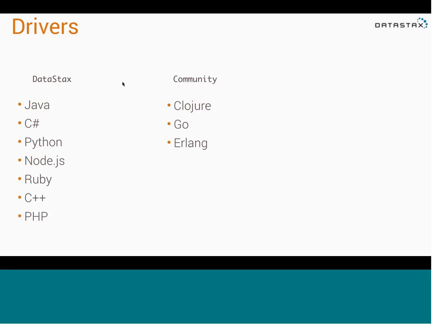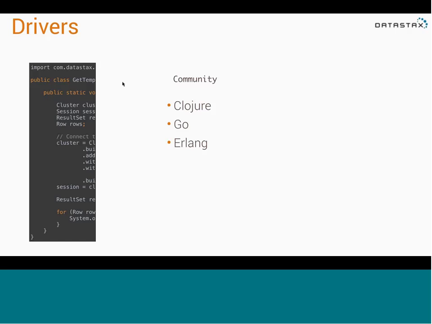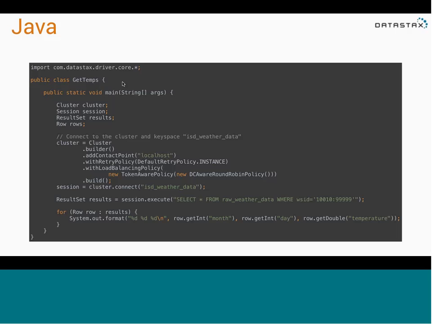And in the community, we have drivers in Clojure, Go, Erlang, and there are others that I see popping up from time to time. But these drivers, what are they going to do for you? And when I say they're consistent, like the experience is consistent, by what? Here's an example of this, a slice of Java code.